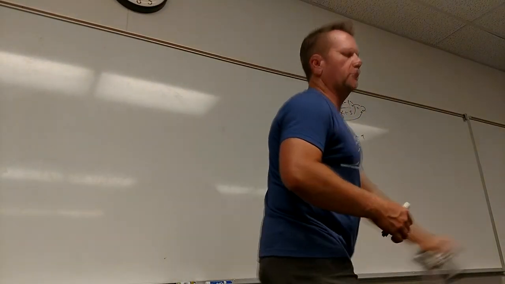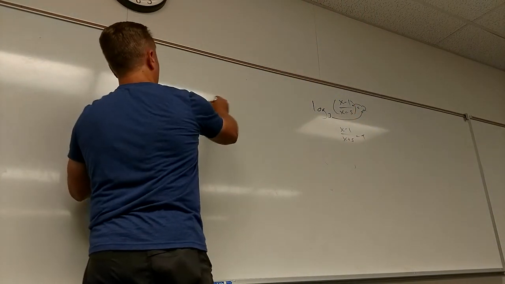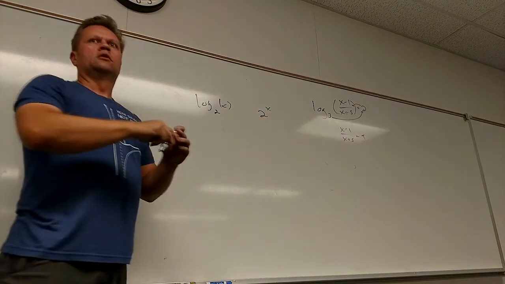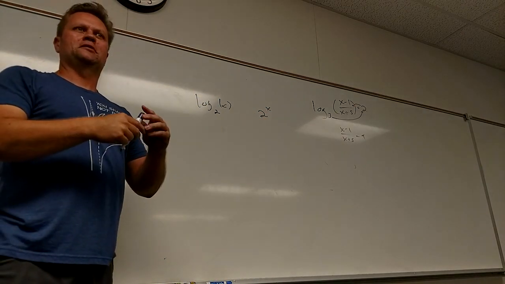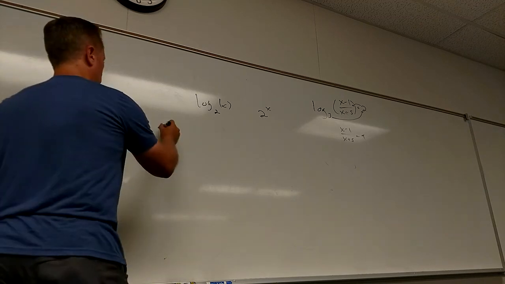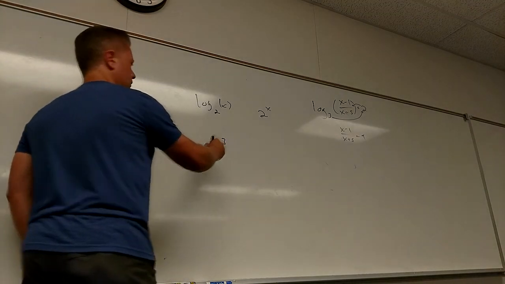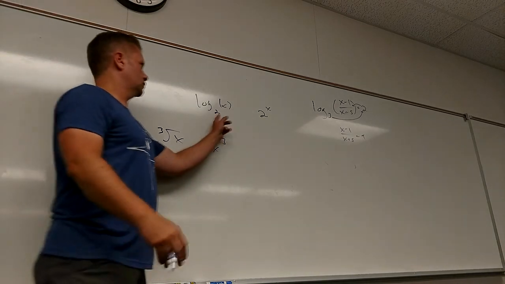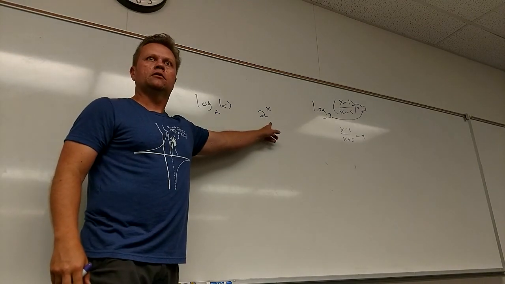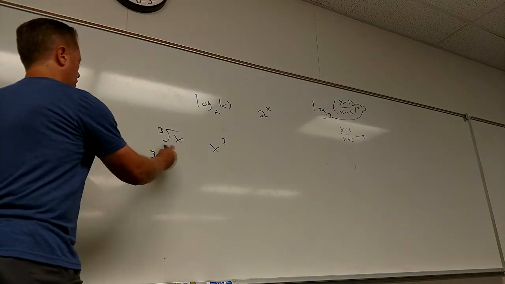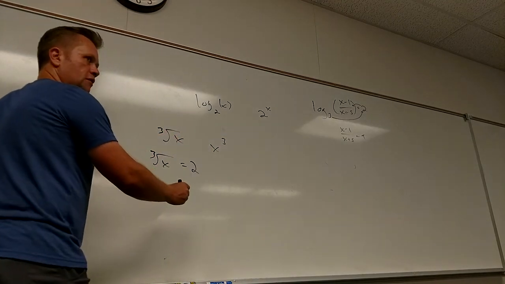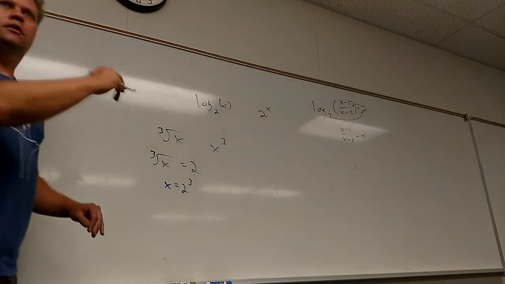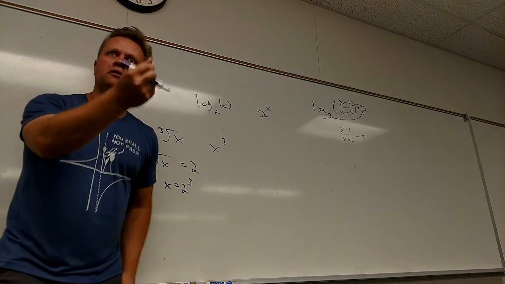How does log base 2 of x relate to 2 to the x? How do these relate? How does the cube root of x relate to x cubed? They are inverses of each other. Well, these are inverses of each other, aren't they? If I know that the cube root of x is 2, I can rewrite that in this form, x is 2 cubed, right? So isn't that the same thing I do with logarithms?